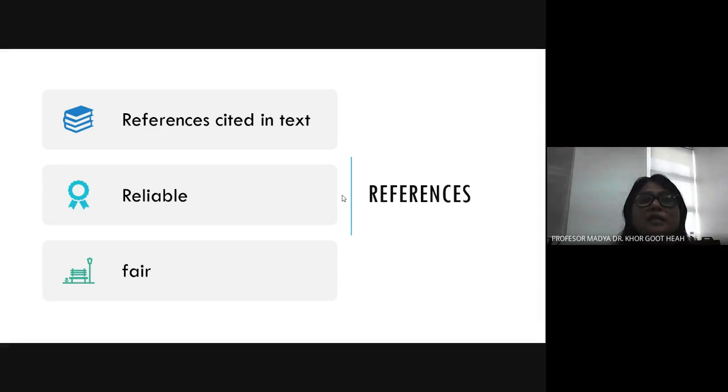Unless the finding or new idea was generated in that year, say 30 years ago, then maybe you can use that 30-year-old publication and put it in your reference list. Okay, and the reference list also must be fair in its citations. Sometimes you will see students keep citing their supervisor's work or publications rather than others.